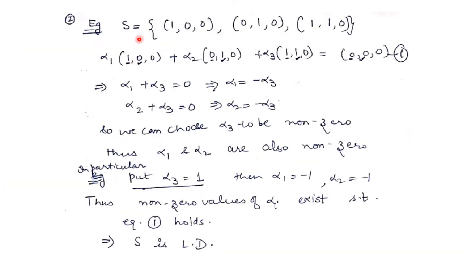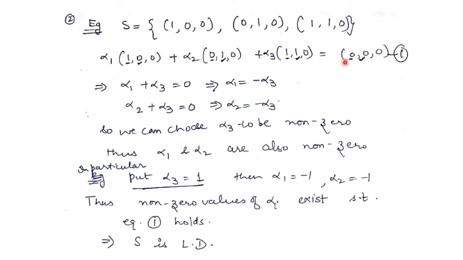For example, let's suppose our set S is having these three elements: (1, 0, 0), (0, 1, 0), (1, 1, 0). We have to check whether this set is linearly independent or dependent. We take its linear combination. So alpha 1 times the first element, alpha 2 times the second, plus alpha 3 times the third, and equate it to be the null vector, right?